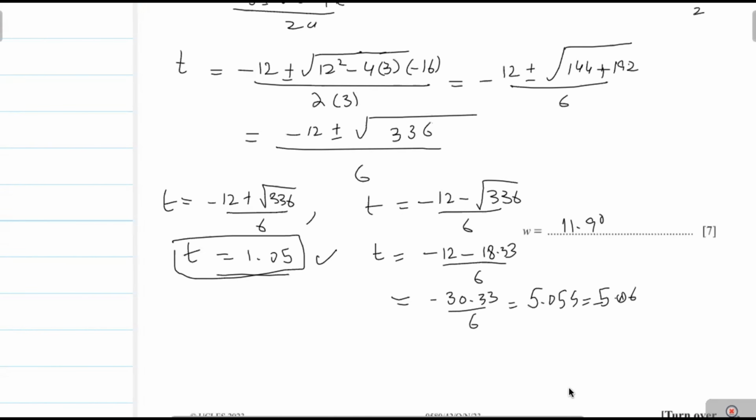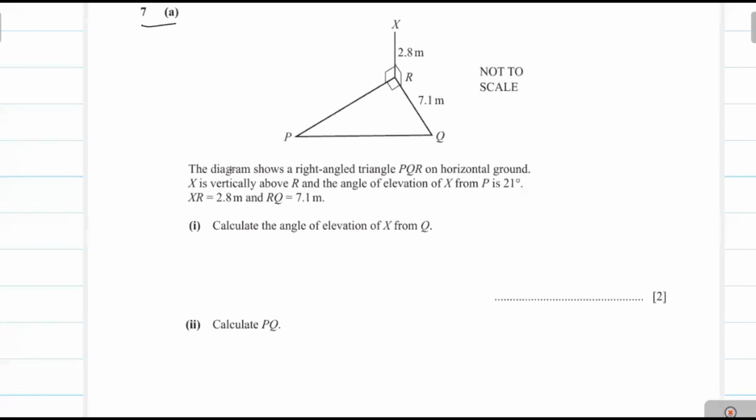Now the next question. Question number 7, part A. The diagram shows a right angle triangle PQR on a horizontal ground. X is vertically above R and the angle of elevation of X from P is 21 degrees. And this is the angle of elevation of X from P. Now this angle is 21 degrees. Next, XR equals 2.8 centimeters, RQ is 7.1 centimeters. Calculate the angle of elevation of X from Q.